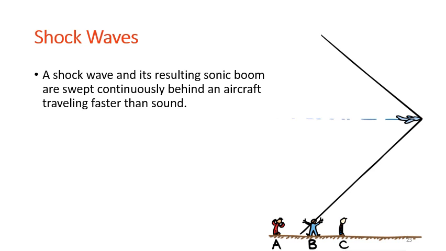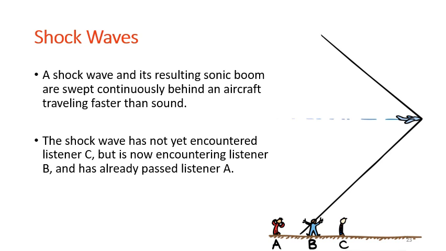The shockwave and the resulting sonic boom sweep continuously behind the aircraft, which is traveling faster than sound. So, for example, if you consider this picture here, person A already encountered the sonic boom, and at this point his cone is exactly on top of person B. So he is now experiencing the sonic boom, but person C here has not encountered the shock wave yet. So he didn't hear the sonic boom yet.